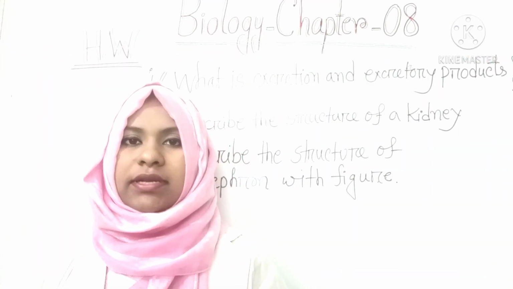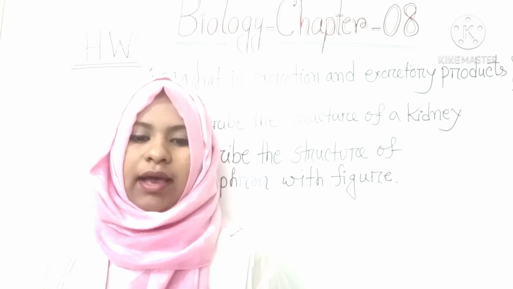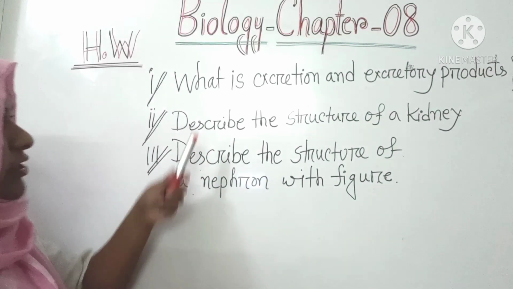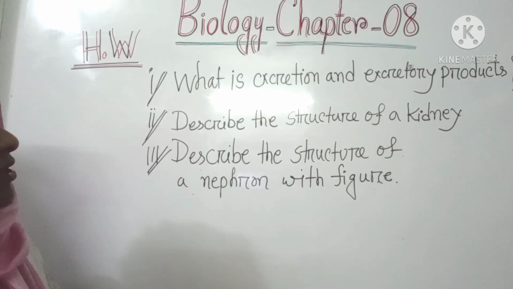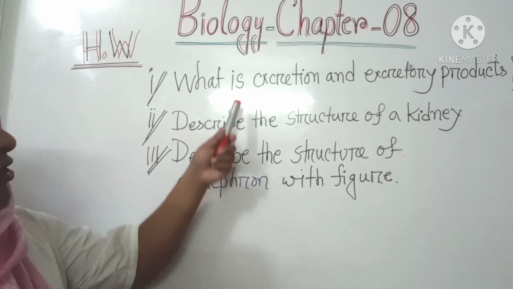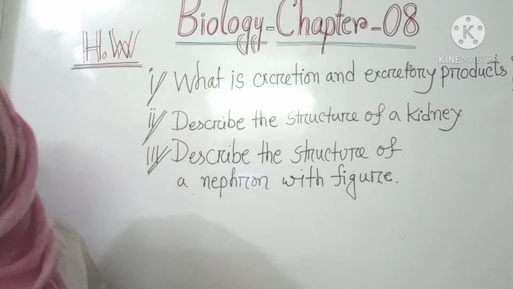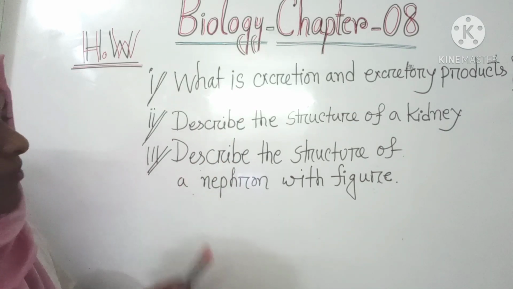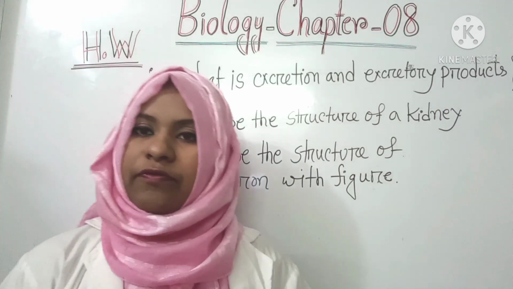That was our biology class from chapter 8, and all these are homework for your next day. What is excretion and excretory products? Describe the structure of a kidney and describe the structure of a nephron with figure.